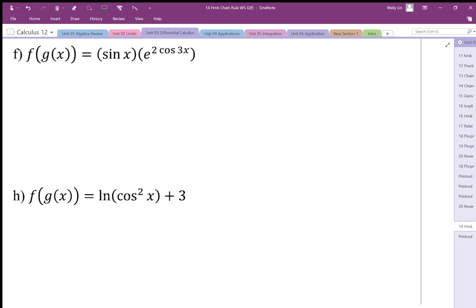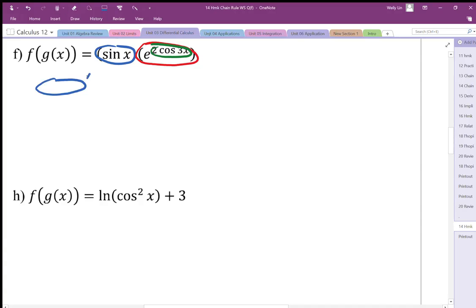Question F involves a product and an embedded function, so chain. So when I differentiate this, I want to make sure that I understand that there are two parts. So we have a product, so I need to make sure I apply the product rule. And I also have to make sure that I apply the chain rule to the inside part. So when I apply this, it should look like this.